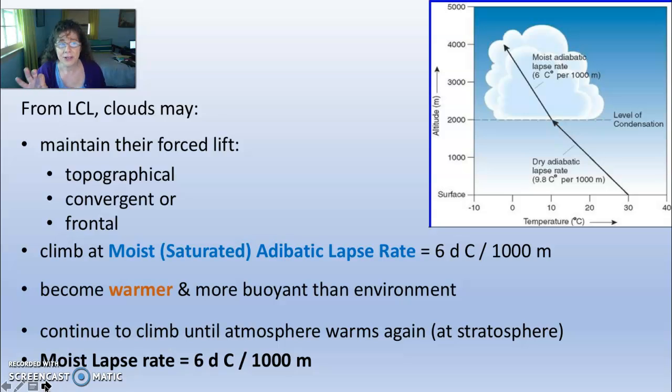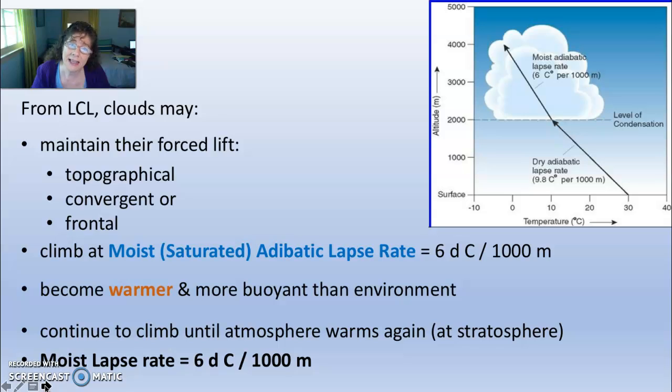From the level of condensation, the cloud, the condensed parcel, may continue lifting. It may continue lifting from a topographical lift, from a convergent lift, or from a frontal lift. We're going to go over the frontal lifts in Chapter 8. If it does not get lifted, it's probably going to stay spread out as a fog. That's why fogs are so flat. They are not lifted continuously by these other forms of lifting.